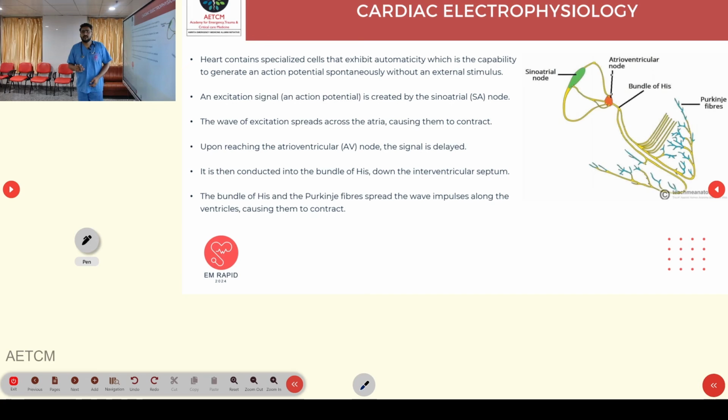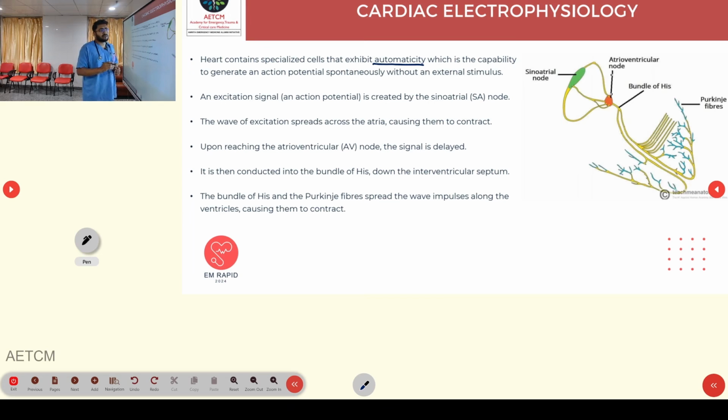Coming to cardiac electrophysiology, we know the heart contains specialized cells, such as in the SA node, which have the property of automaticity, which I explained earlier. Automaticity is the capability to produce an action potential without any external stimulus. That automaticity is what drives the whole electrical activity in the heart.